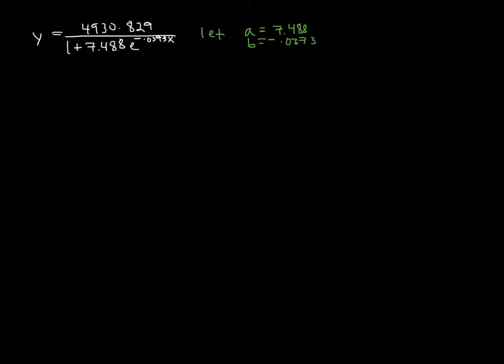Alright, so I'm going to give some variable names to the constants that I don't want to rewrite over and over again. And this is going to allow me to rewrite my equation as y equals 4930.829, and then I'm going to bring the denominator up into the numerator. So it'll be 1 plus a e to the bx, all to the negative 1. And now when I take the derivative of this, it's not going to be nearly as painful.